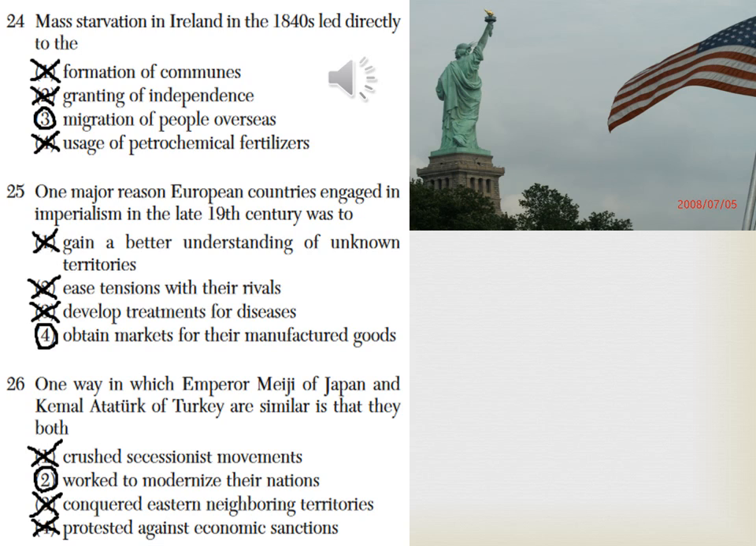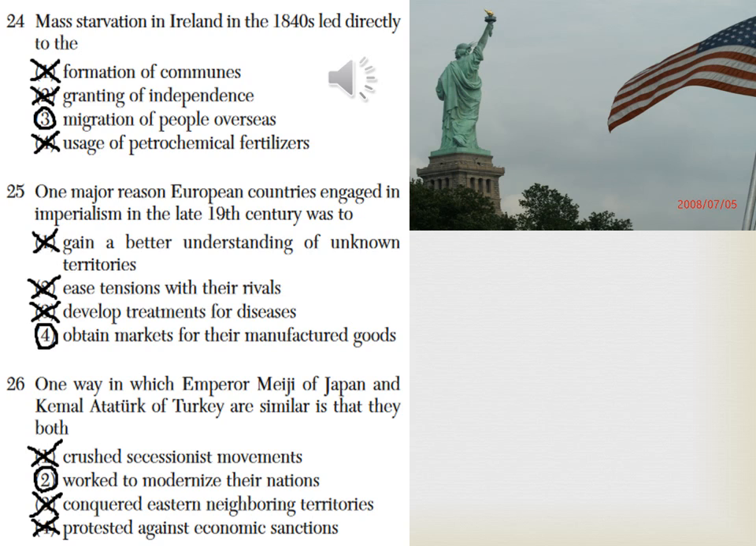Speaking of Japan, one way in which Emperor Meiji of Japan and Kemal Ataturk of Turkey are similar is that they both 1. Crushed secessionist movements, 2. Worked to modernize their nations, 3. Conquered eastern neighboring territories, or 4. Protested against economic sanctions.